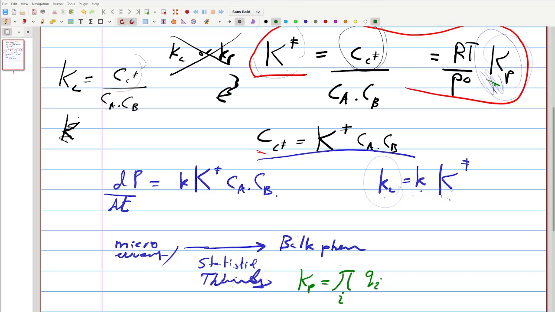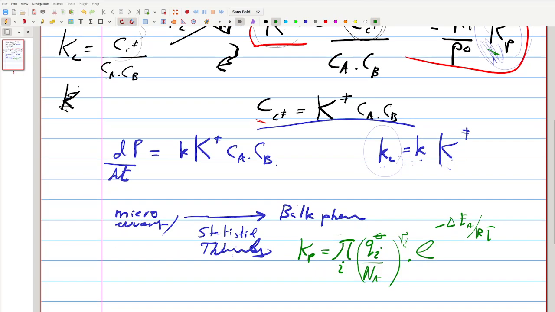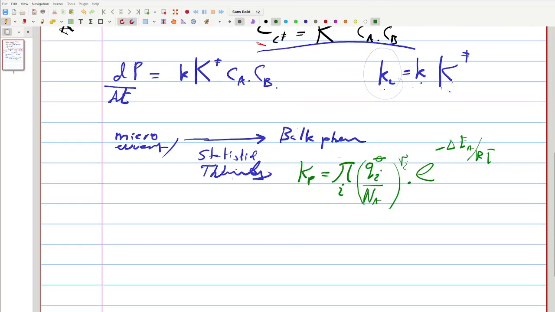pi I of q, the partition coefficient of a particular species, the total partition coefficient, divided by Na to the power of nu I, which is the stoichiometric coefficient, multiplied by the exponent of the change in energy over RT. This is the definition, right? I don't know where this came from. I'm sure there's a very nice development of it, but that's beyond the scope of this discussion.